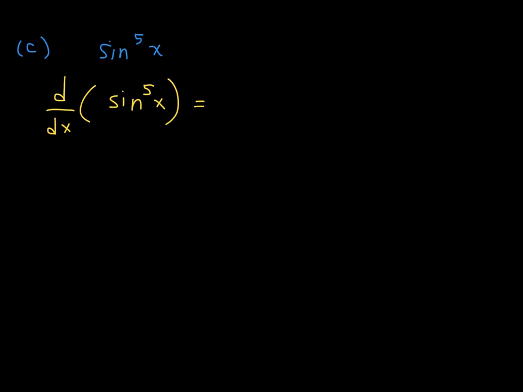All right, so here we go. The power comes down, and now this is sine of x raised to the power of 5 minus 1, which is 4. So now this is sine of x to the fourth power, times the derivative of the inner function. The inner function is just sine x, and the derivative of sine of x is cosine of x. All right, there it is. That's the derivative.